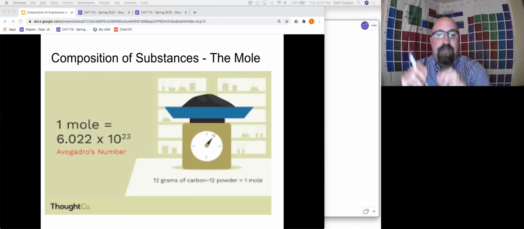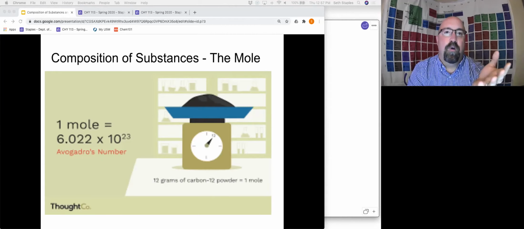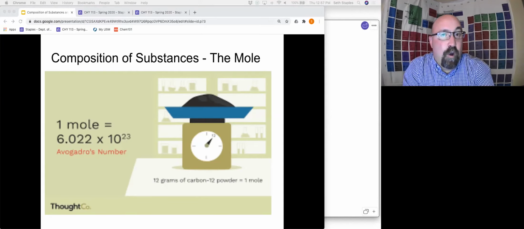When we start to think about the amounts of things that we might actually use in a lab, however, thinking in terms of single atoms or molecules doesn't do us any good. We're not ever going to go into a lab and measure out 10 molecules of glucose or 20 different NaCl, so 20 different sodium chloride units. We're never going to do anything like that because they are so incredibly tiny. And so the mole allows us to scale things up into amounts that we might actually be using in a lab.